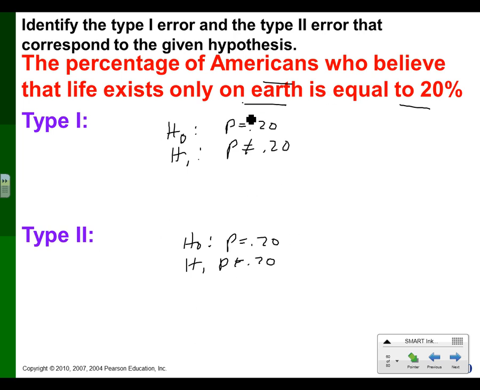So, type 1, I'll throw this out, but it's actually true. Okay? Because you can calculate how far off you were. How far off from your mistake were you? It's a conditional probability. Here, a type 2 is you fail to reject it, and it is actually false. The percentage of Americans who believe that life exists only on Earth is equal to 20%. That means 8 out of 10 believe there's life on other planets or systems.